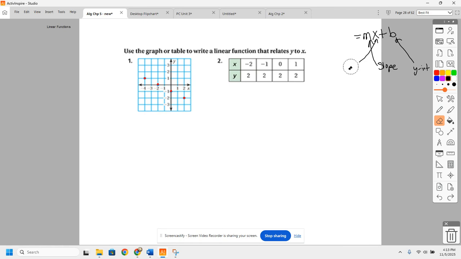f of x equals, right? So now we're just going to put an f of x in there, g of x, whatever we want in there. We are now going to put that function notation with it, so everybody knows that this equation would be a linear function. So let's practice a couple of these for today's lesson.